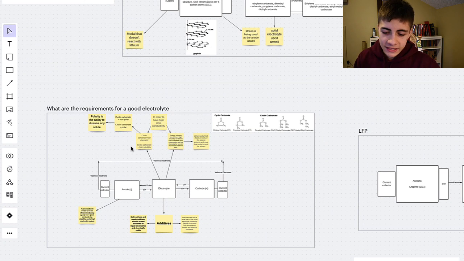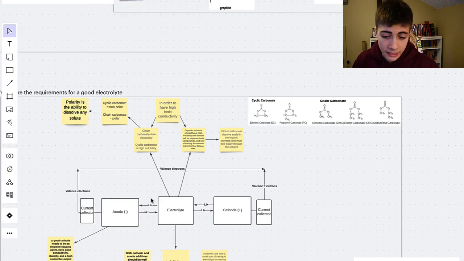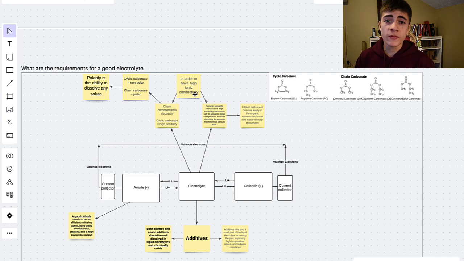One of the things I had to go through was, what are the requirements for a good electrolyte in a lithium-ion battery? What we want from an electrolyte is to have high ionic conductivity, meaning that there's a bunch of ions flowing through at the same time. We really want that for our electrolyte. So in order to have high ionic conductivity, we need to have low viscosity and high solubility.